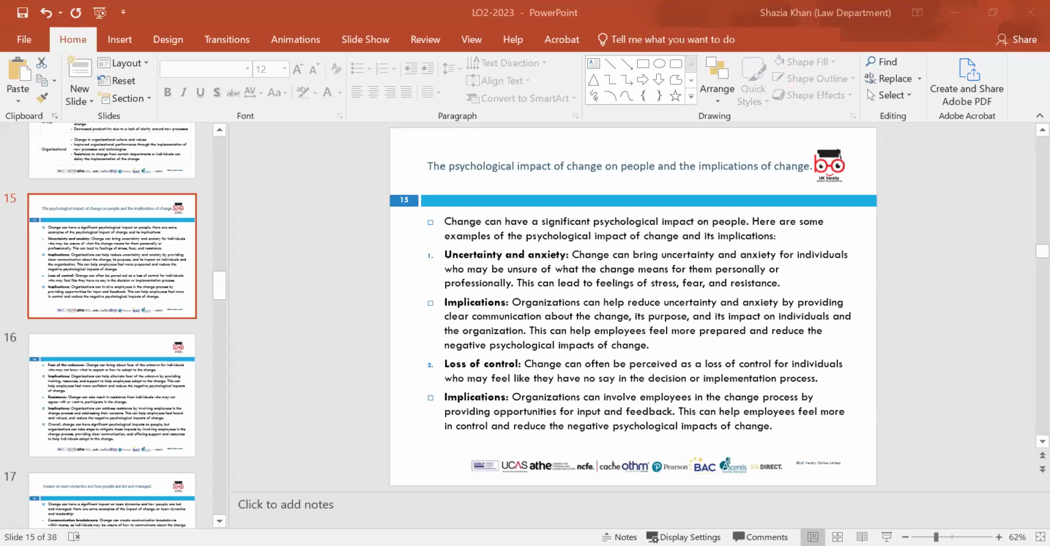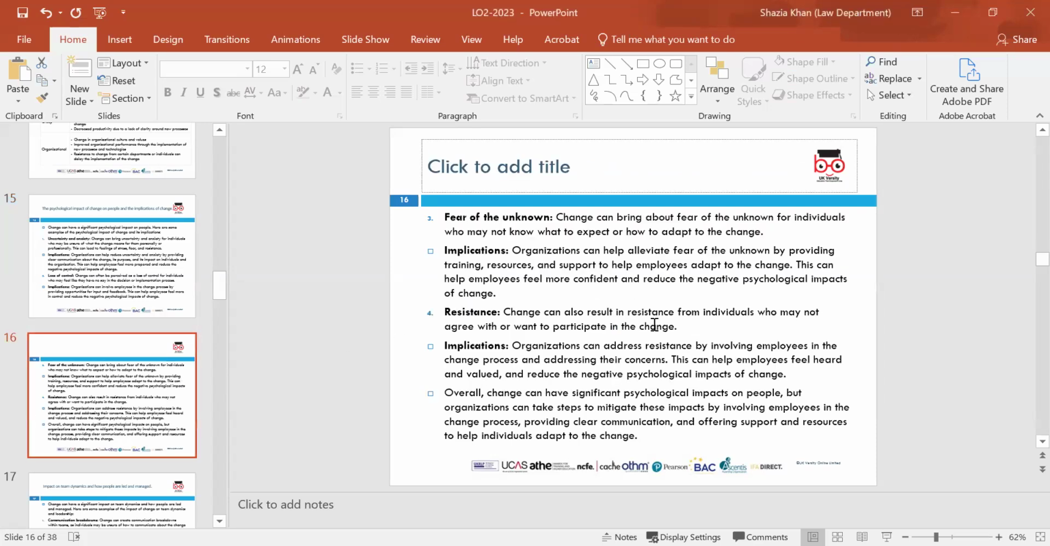Communicating with people and making sure they know what is going to change is something that needs to be done by most organizations. Loss of control as well. Change can often be perceived as loss of control. Change can involve letting go of familiar things, and the process of loss can lead to feelings of grief and sadness, so it does have an impact. And then the implications, organizations can involve employees in the change process. Getting employees involved will make them feel a little bit at ease that the change is not a huge impact and it's going to help them.